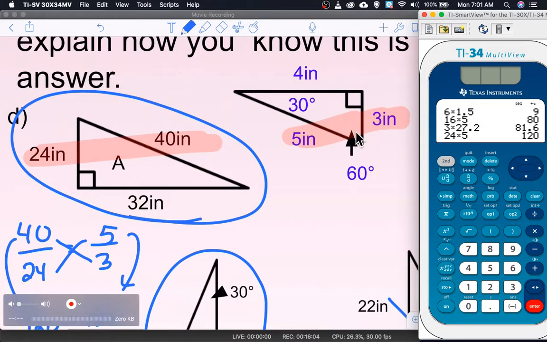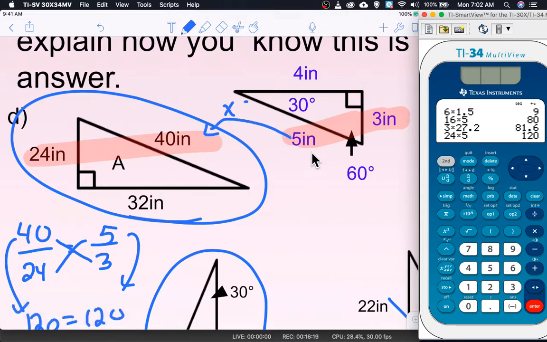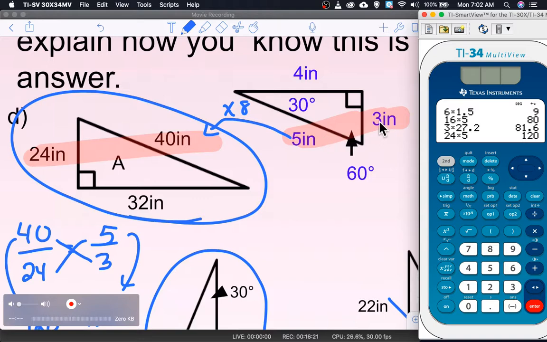Now, by looking at these two, we know they're similar. Can you figure out the scale factor? How many times bigger is the one than the other? The answer is 8 times bigger. 5 times 8 is 40. 3 times 8 is 24. 4 times 8 is 32. So there's a scale factor of times by 8.